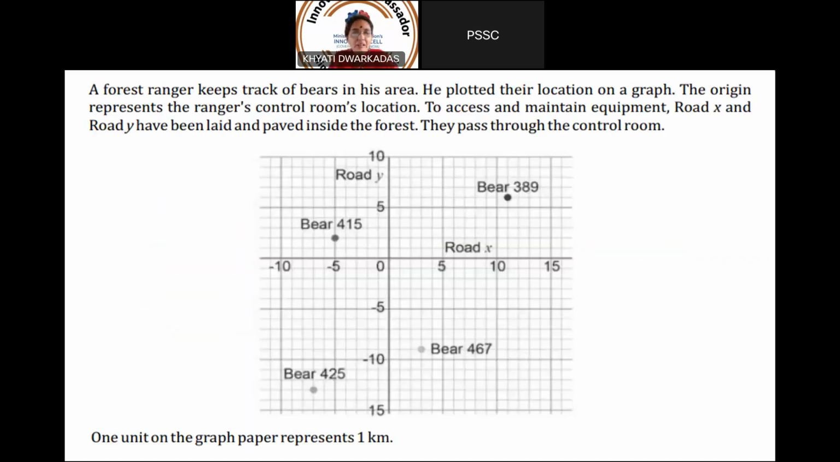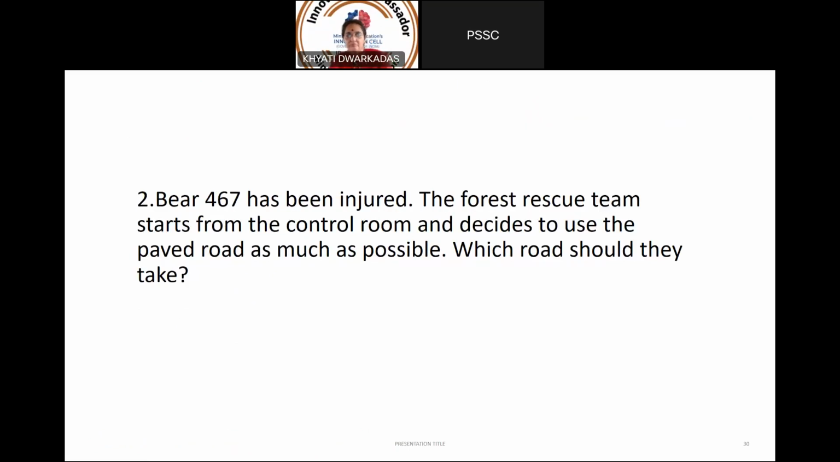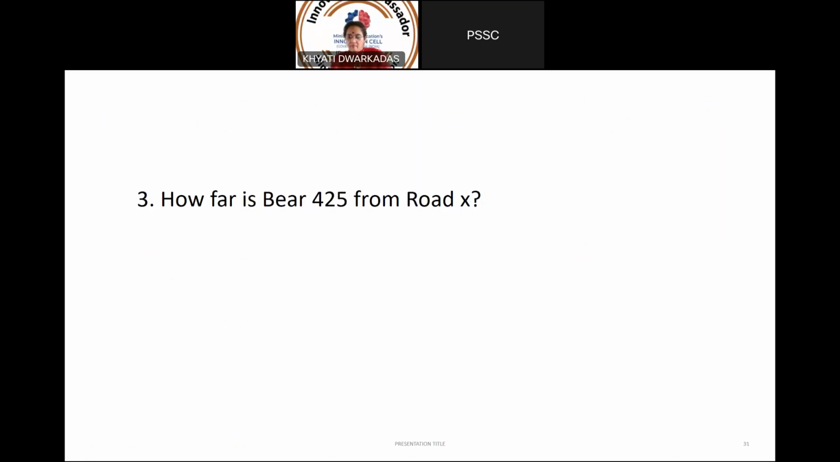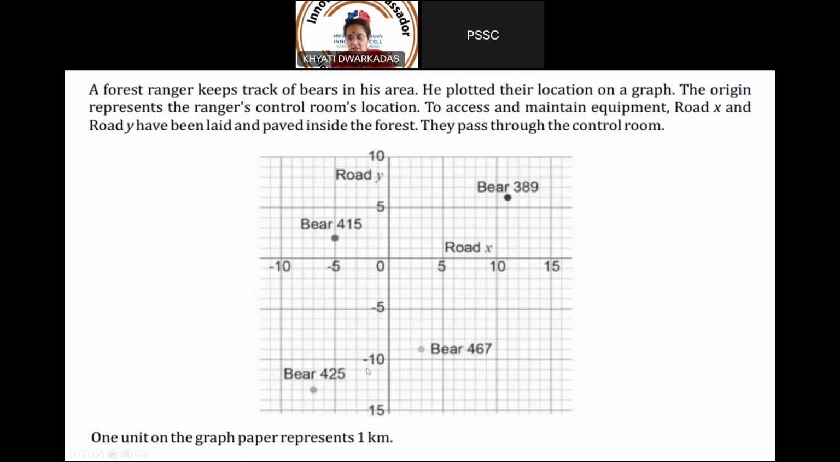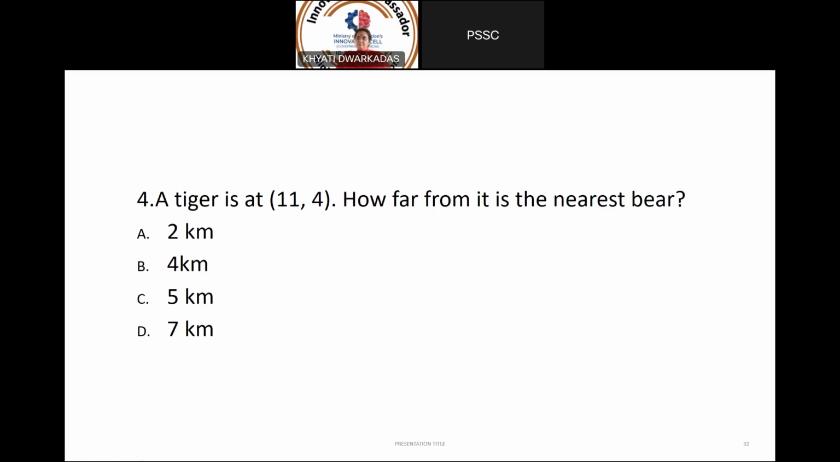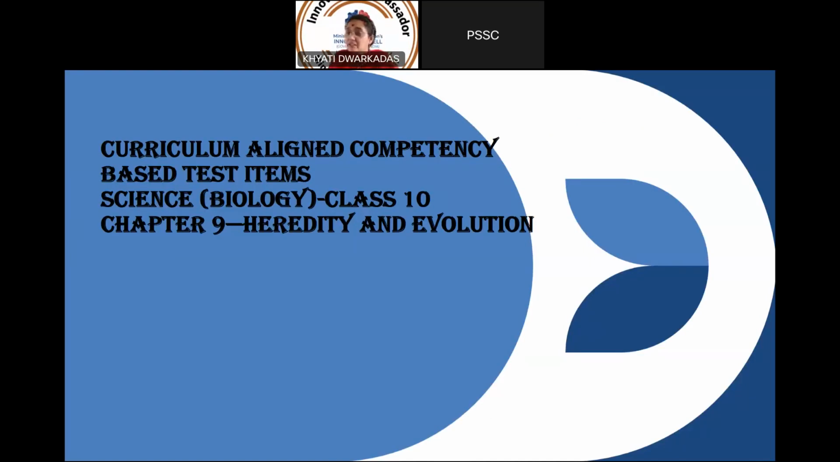Okay. So if you did not know what I'm talking about, look at this. This is your paved road. You have bears 415, 389, 467, 425. The remaining questions go by the road. How far is bear 425 from road X? So here's road X, here's bear 425. You have to do the math. A tiger is at 11.4. How far is it from the nearest bear? That's how you will start thinking. The picture was very simple.